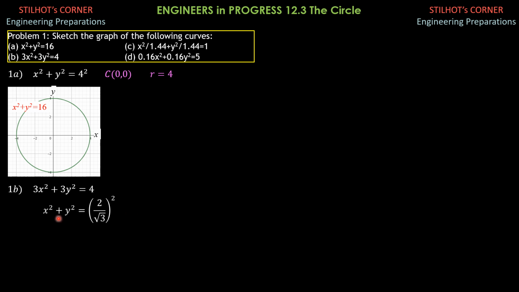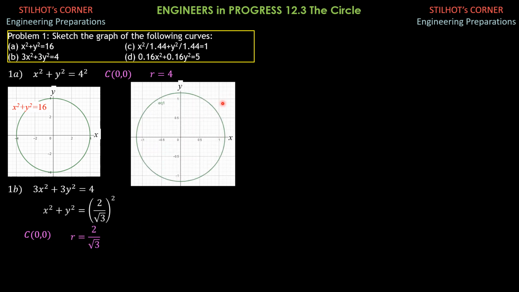So that means the center is again at the origin and the radius is 2 over square root of 3, which is about 1.155. So the graph has center at the origin, radius 2 over square root of 3, and the sketch of the graph is as shown. The radius is 1.155. This is 1, that's 0.5, so that's approximately 1.155, and the center is at the origin. So that is 3x squared plus 3y squared equals 4.